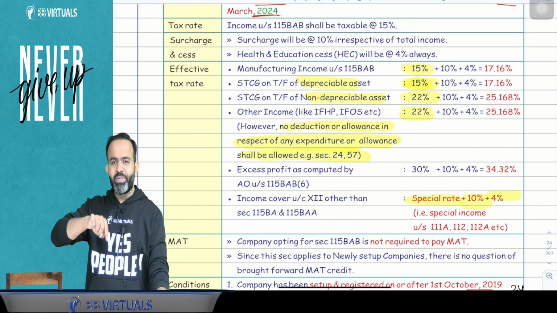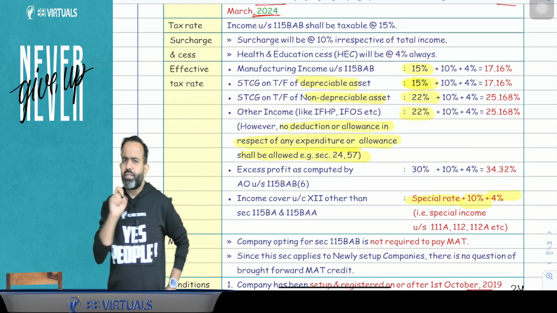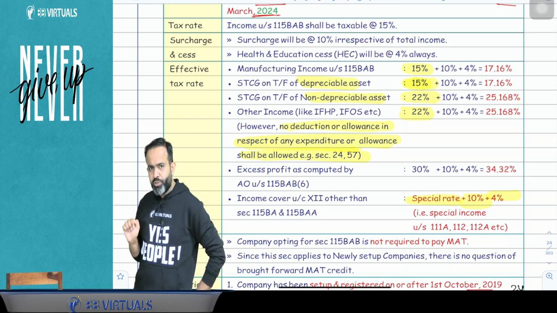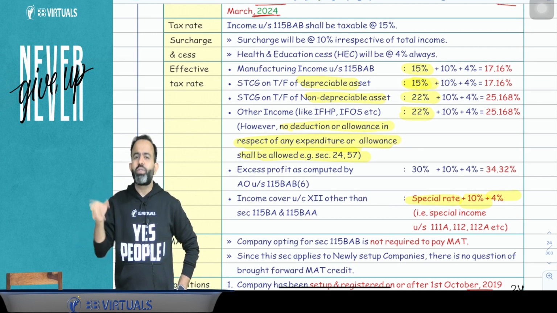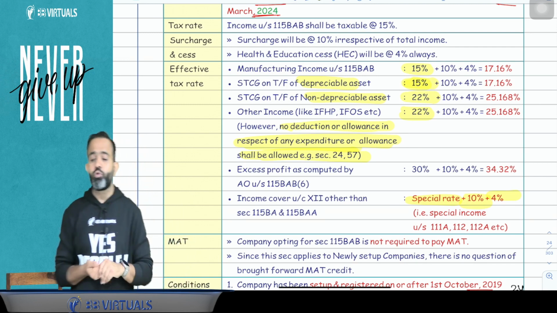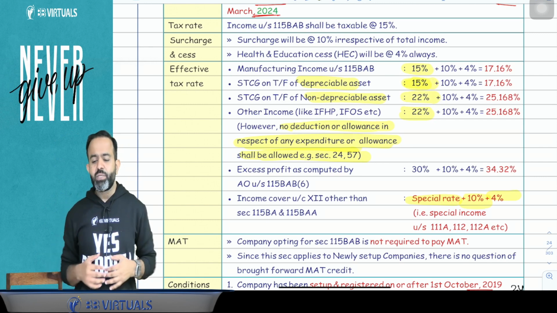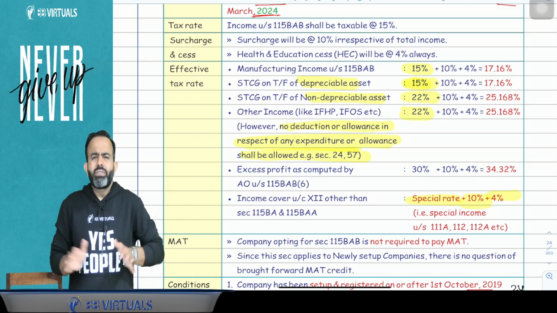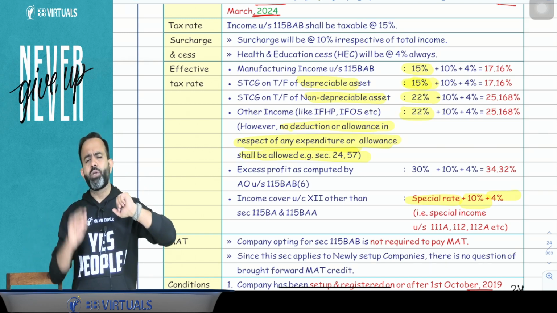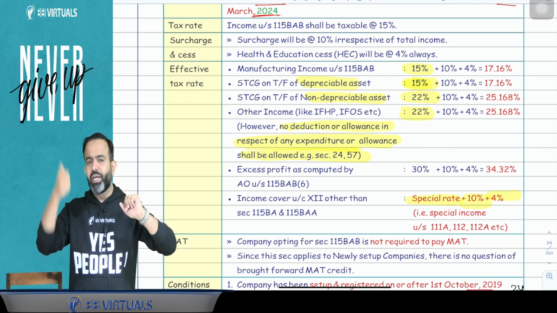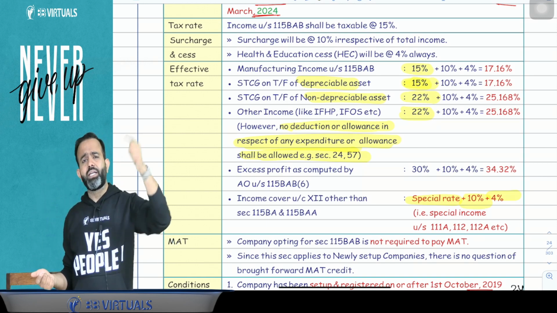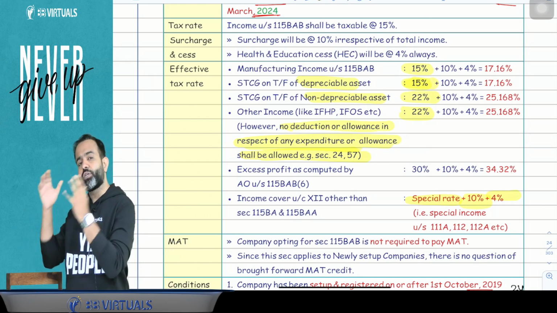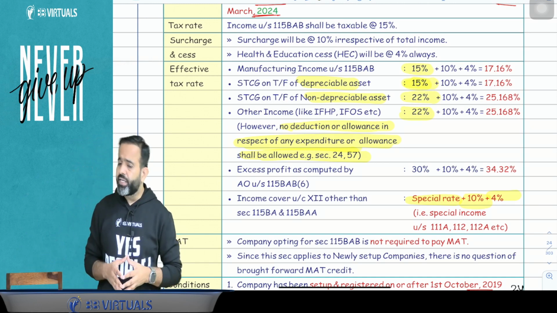Why 15% on short-term capital gain on a depreciable asset? Because, suppose there is a depreciable asset and you have claimed depreciation. Your manufacturing business income is reduced, which means you have saved the 15% tax. So if you transfer that asset and there is a short-term capital gain, you have to pay tax at 15%. But if it is a non-depreciable asset, then short-term capital gain is taxable at 22%. So in simple words, the 15% tax rate is applicable only for two types of income: one is the manufacturing business income, and second is short-term capital gain on the transfer of a depreciable asset. All other income will be taxable at 22%, and special rates of income will be taxable as per special rates only.